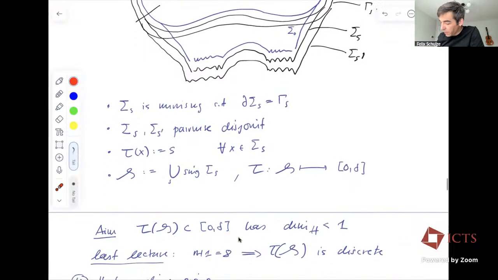So if this image has Hausdorff dimension less than 1, this means if I take any subinterval in this interval, let's call it 0 delta, or take 0, 1, for example, then in every small interval there have to be points which are not in the image. And if I'm not in the image, this means the pre-image is empty. This means this leaf does not have a singular set. So I find parameters where I have no singular set. And not having a singular set means the minimizer is smooth.